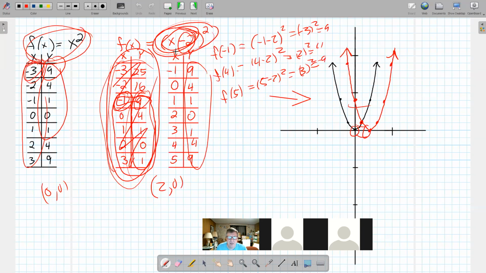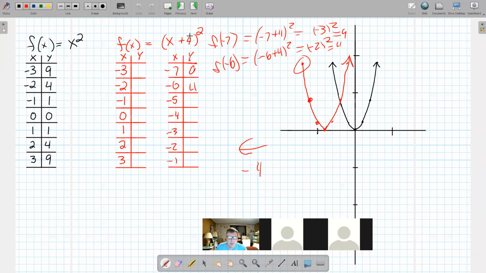If we go inside and we have an x minus 2, it moves everything to the right 2 units. The x value is changing now, and it's the inverse of what's there. Instead of -2, it's a +2, okay? X plus 4 inside moves it 4 units to the left in a negative direction. So in fact here, the vertex is at 0, 0 here, and here it's at -4, 0.